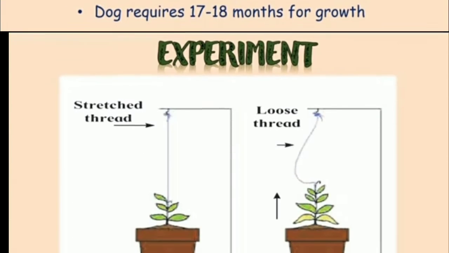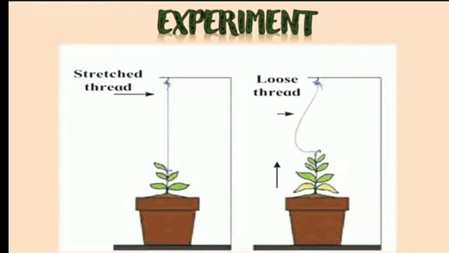Children, let's try an experiment. As you can see here on your screen, there are two pots, right? So tie a thread to the tip of a potted sapling. Keep the thread stretched and tie it to a peg or nail above the plant. What do you observe after 10 to 15 days? What tells us that the plant has grown taller?